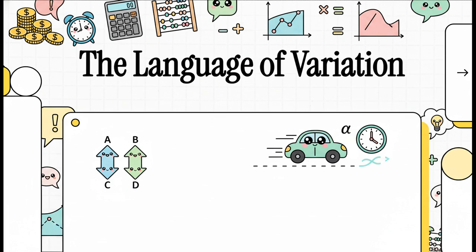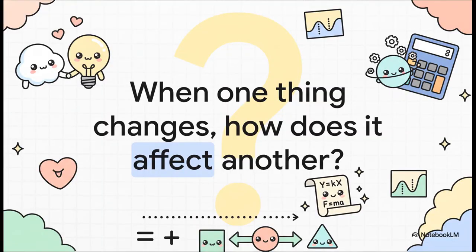It's called variation, and today we're going to learn how to speak it. So let's dive in and decode the language of variation. This, right here, is the big question we're exploring. We're going to break down all the different ways that quantities can influence each other, and we'll turn these abstract ideas into some really simple, predictable formulas.